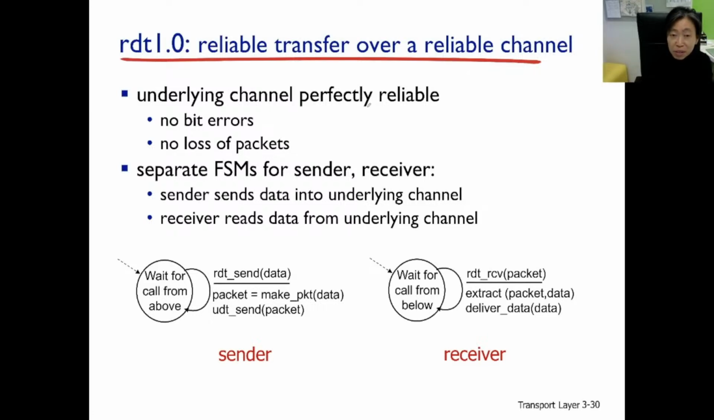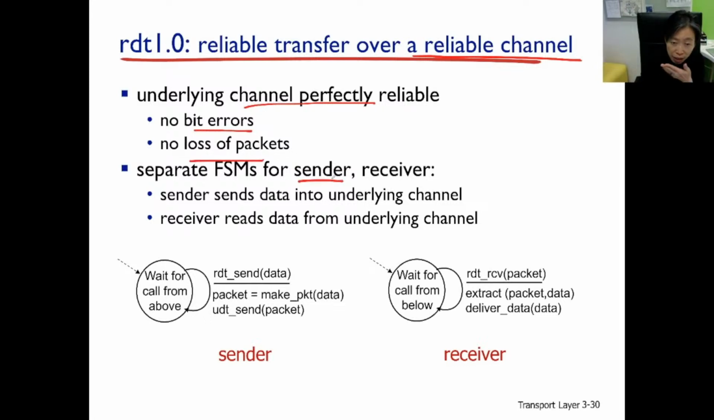In this generation, the assumption is very strong. We're simply assuming that the underlying channel is reliable. As a result, for the sending side of RDT and the receiving side of RDT, there's nothing really that needs to be done. So the machine is very simple. This RDT 1.0 is just so that you are more familiar with the finite state machine notation. The underlying channel is perfect: no bit errors, no lost packets.